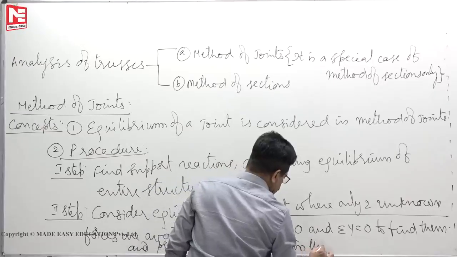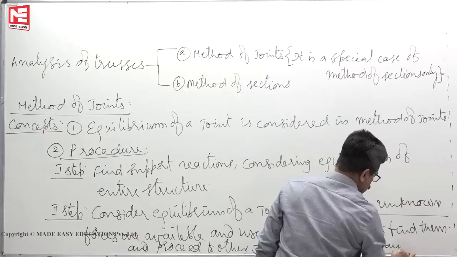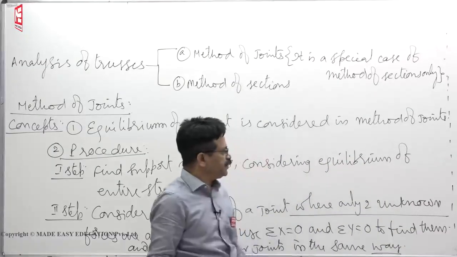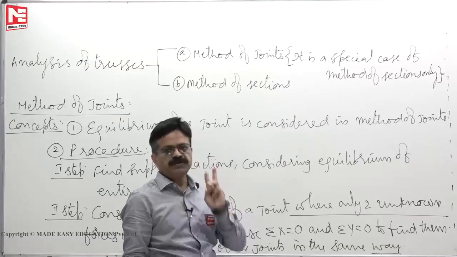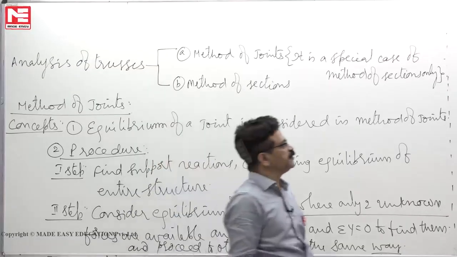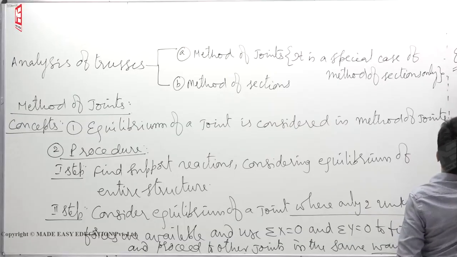Proceed to the other joints in the same way. Okay, now the point is, why should we take only a joint where only two unknown forces are available? Now, you see, this is what you have learnt in your engineering mechanics.